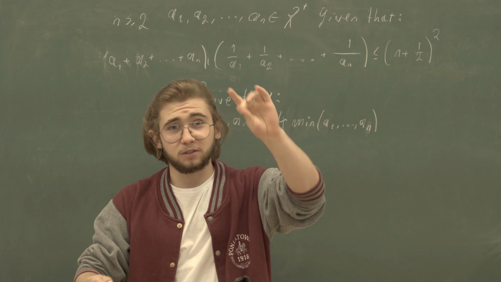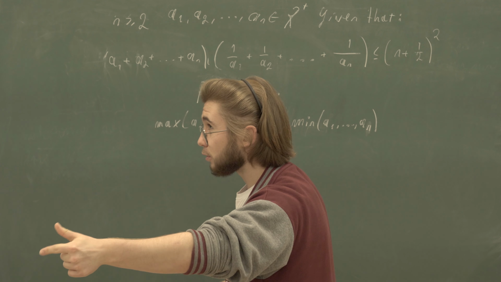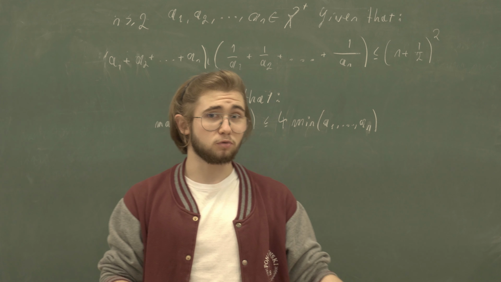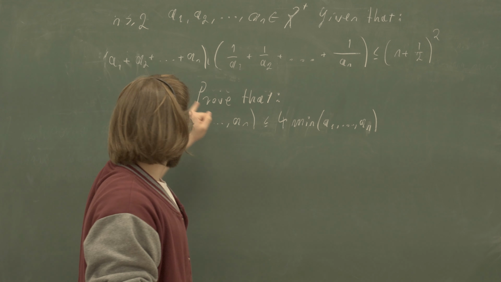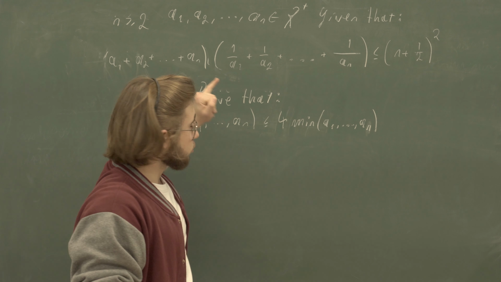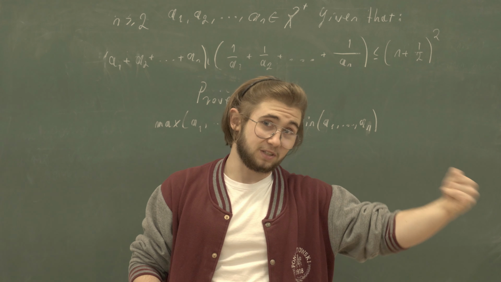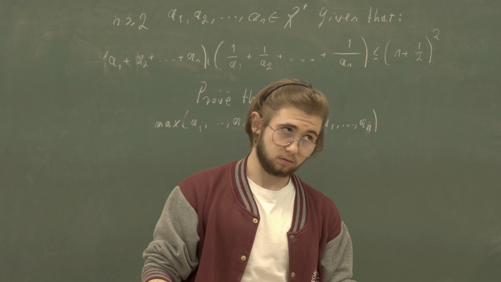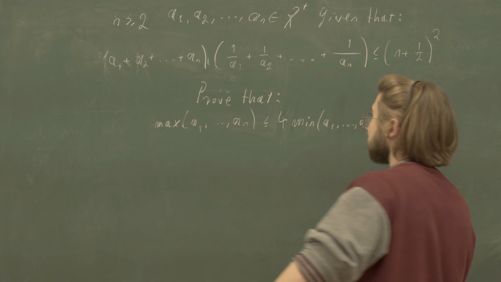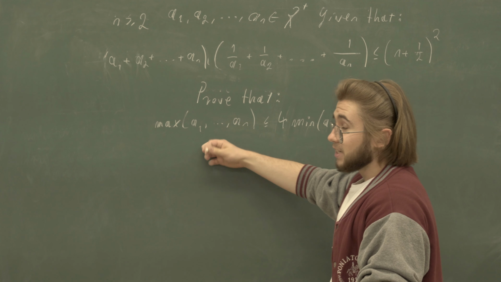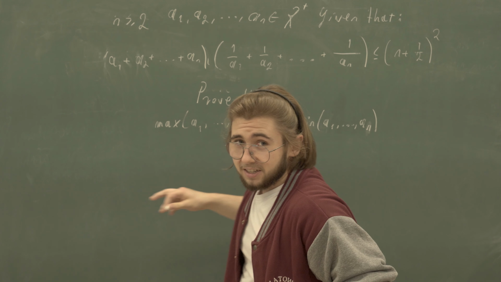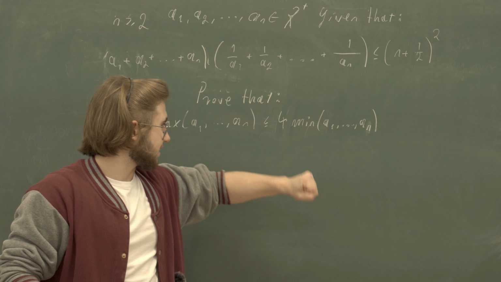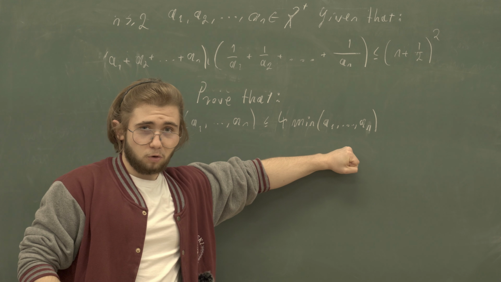And right now, ladies and gentlemen, 2009 USAMO problem number 4. N is greater or equal to 2, and the AIs are positive real numbers. Also, we are given that the sum of all the AIs multiplied by the sum of all the reciprocals of all the AIs is less than or equal to n plus a half squared. You're supposed to prove that the biggest number that appears amongst all of the AIs is less than or equal to 4 times, so I guess quadruple, the least number that appears amongst all of the AIs.